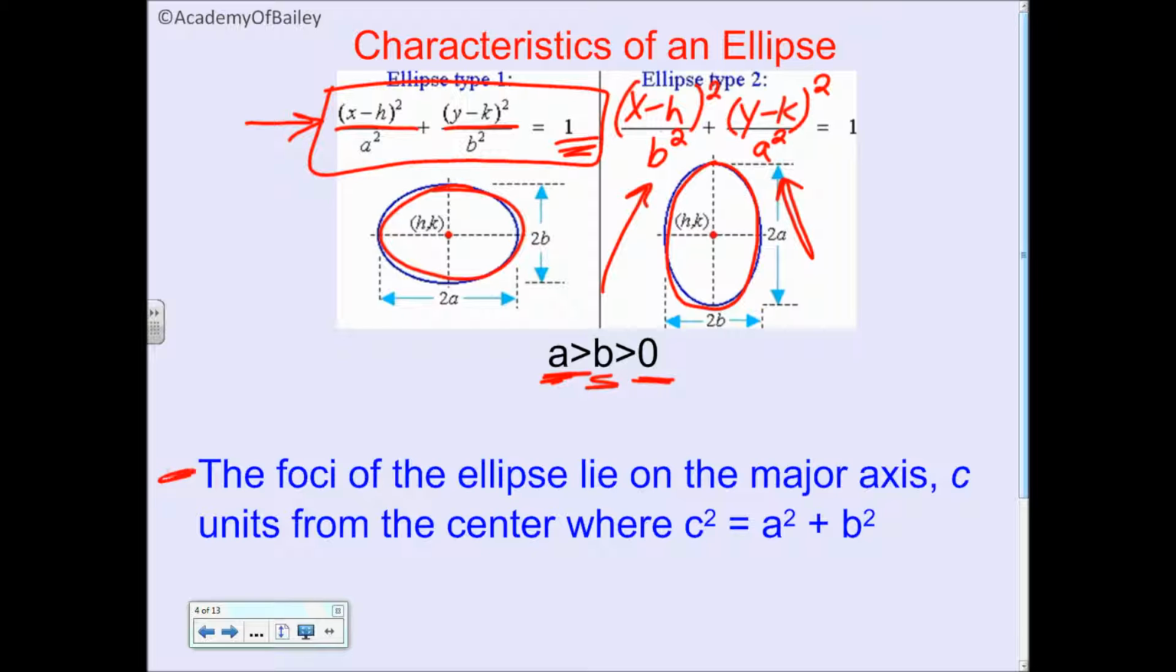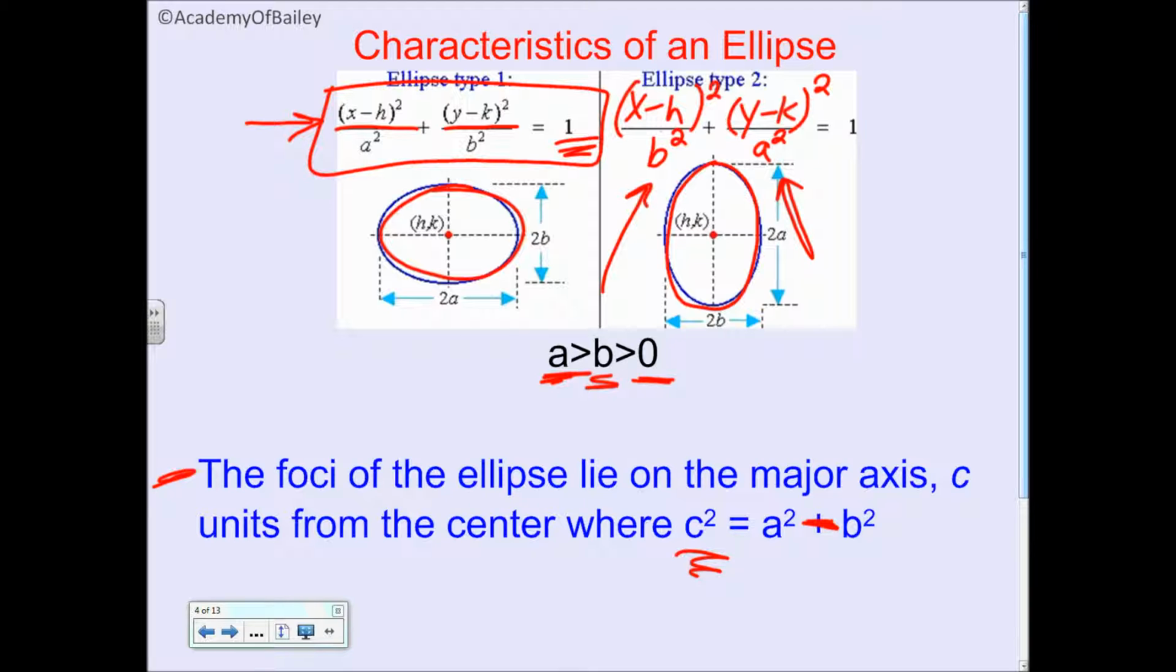And of course down here, the foci of the ellipse lie on the major axis, c units from the center, where c is equal to a squared. This should say minus. That should be a minus there, and that would be a typo. So minus b squared. So c squared is equal to a squared minus b squared.